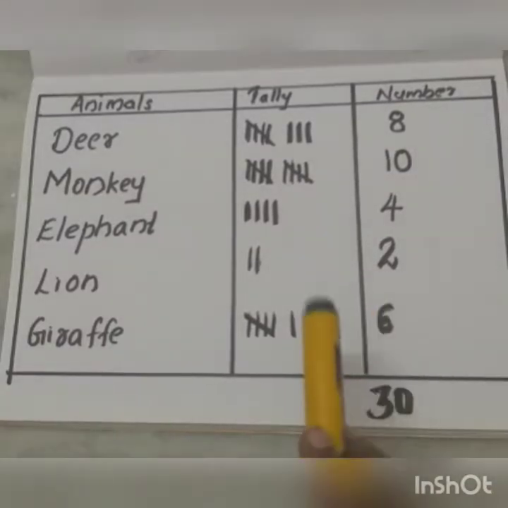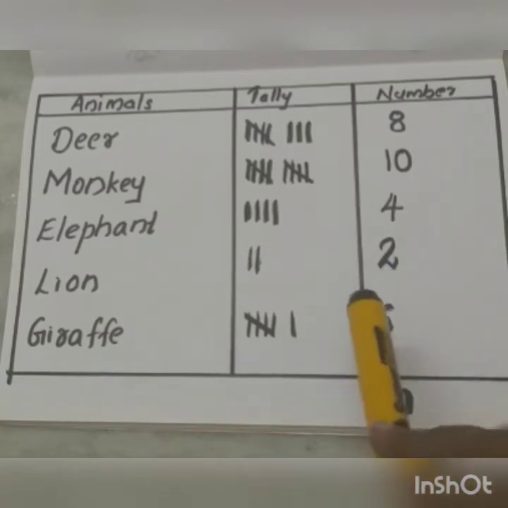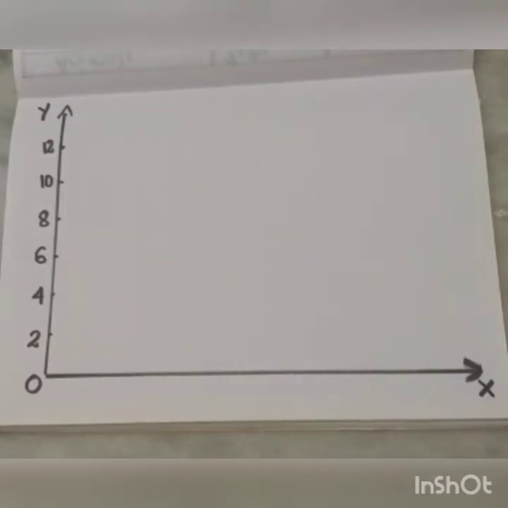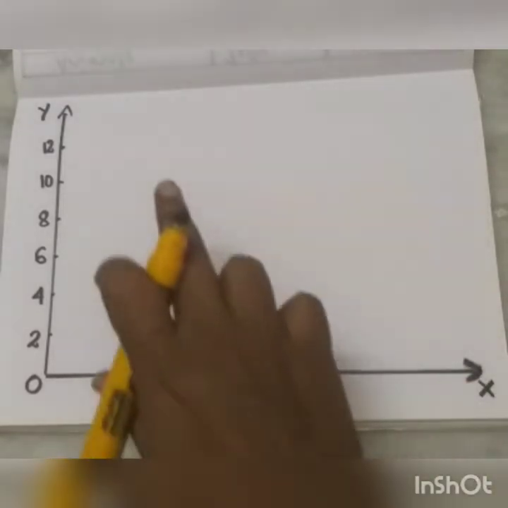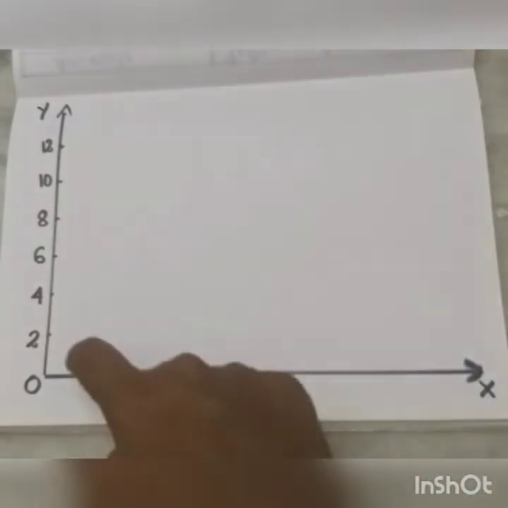Now this same data, I am going to draw on a bar graph. Do you know what a bar graph is? The same information, that is the number of animals in the zoo, I am going to draw using a bar graph. So what is a bar graph and how can we draw it? In a bar graph, two axes will be there, the x-axis and the y-axis. That means we are representing the data of the number of animals in the zoo. On one axis you will show the type of animals, and on the other you will show the number of animals.